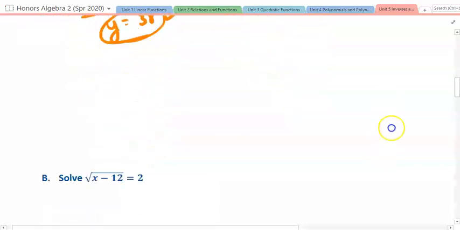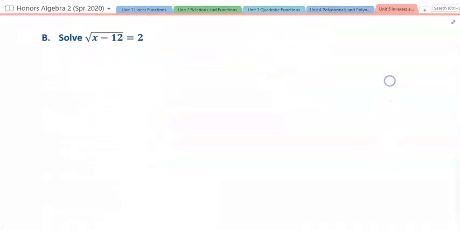So let's look at a second example here. This one's actually a little bit easier. There's nothing outside the radical. The radical is already by itself. The square root of x minus 12 is equal to 2.